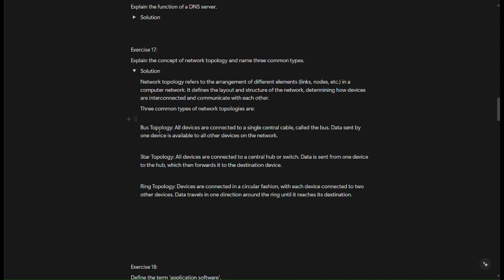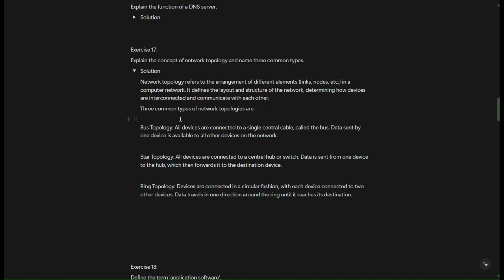One, bus topology. In the bus topology, all the devices are connected to a single central cable called the bus. Data sent by one device is available to all other devices on the network. Two, star topology. In the star topology, all the devices are connected to a central hub or switch.